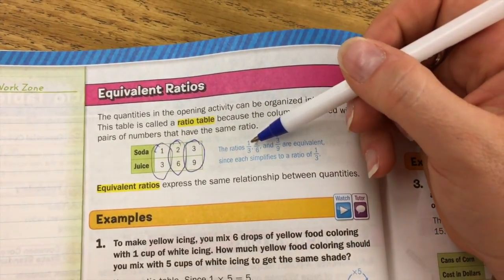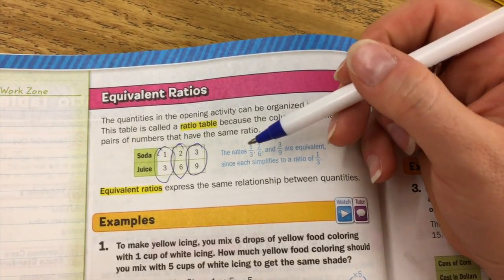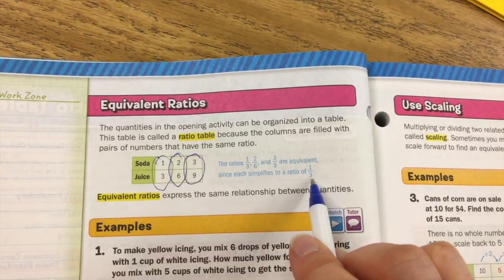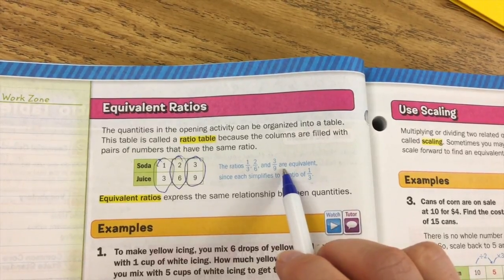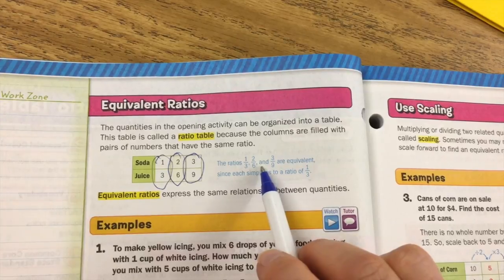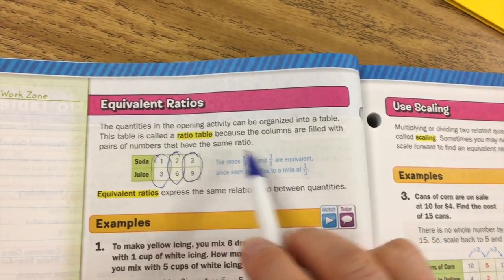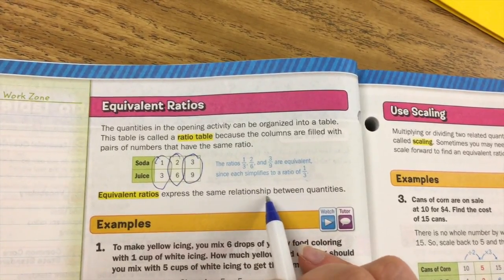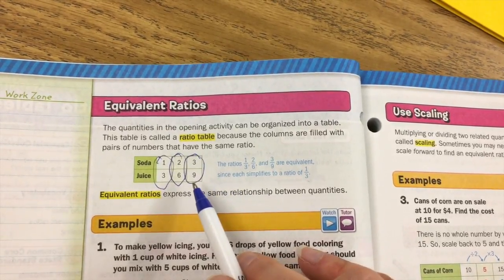These ratios can be written as fractions. 1 over 3, 2 over 6, 3 over 9. They're all equivalent because they can all simplify down to 1/3. So 3/9. When you divide the numerator and denominator by 3, you get 1/3. 2/6. When you divide the numerator and denominator by 2, you get 1/3. So they're all equivalent. Equivalent ratios express the same relationship between quantities. They're all equivalent to each other.